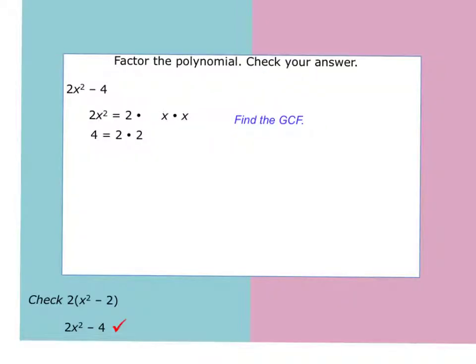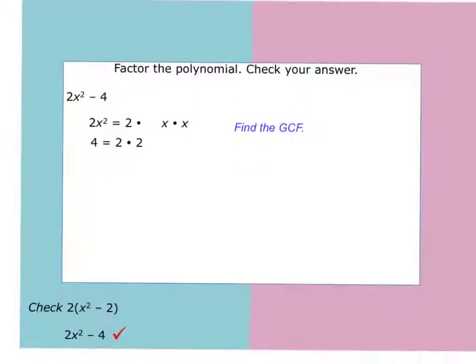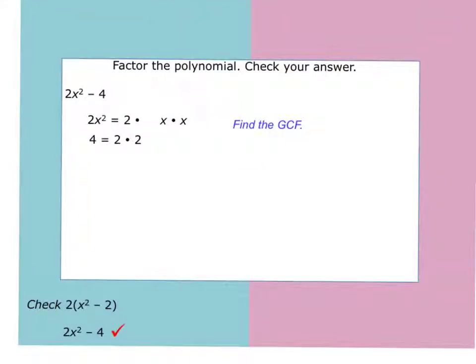Now that I've explained when a polynomial is fully factored, and I also explained how to find the GCF, now I'm going to actually use the GCF to factor a polynomial. So our first example we have here is 2x squared minus 4. So you have to first find the GCF. That is always done first.